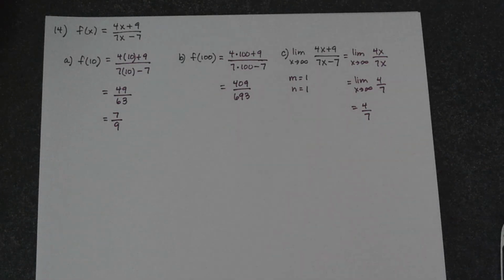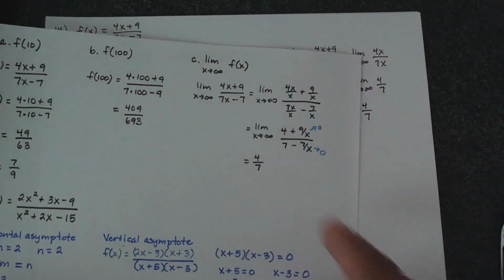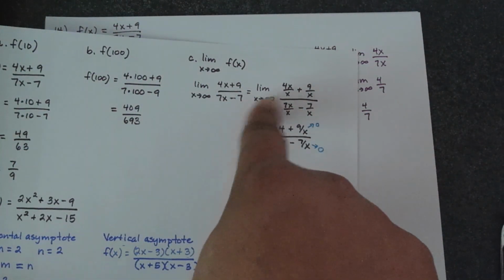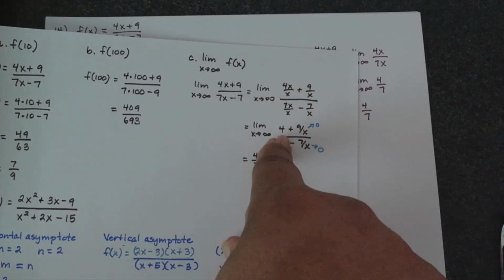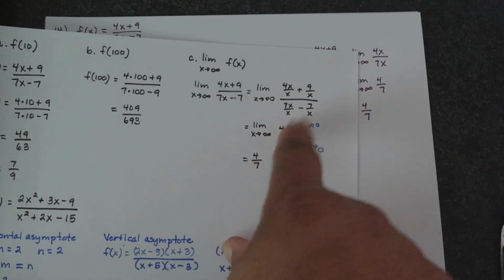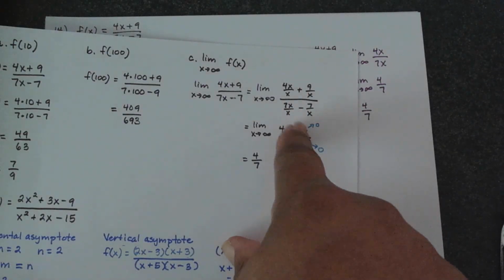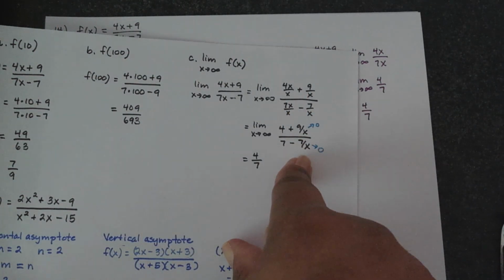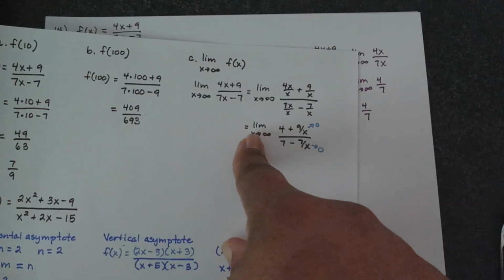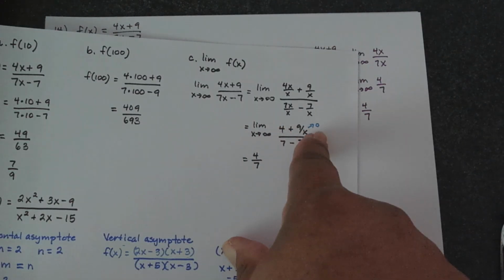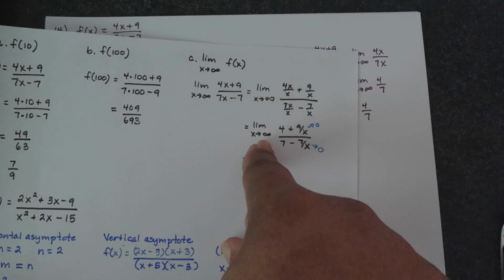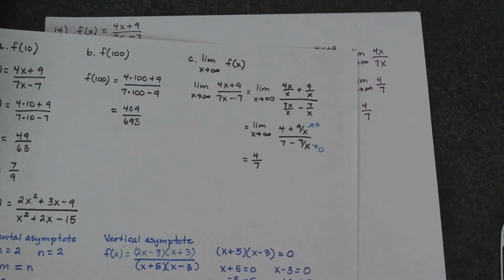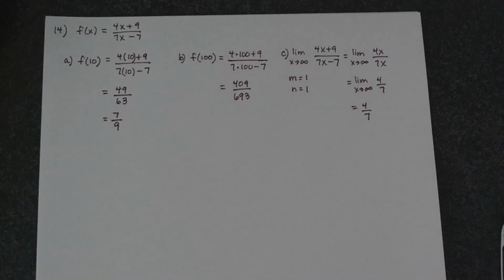Okay. Now, in my notes here, what I did was divide every single term by x, you can see. 4x divided by x would just be 4. 7x divided by x would be 7. Then I have 9 over x in the numerator and minus 7 over x in the denominator. And as x approaches infinity, these will go to 0. Because there's a rule that says the limit as x approaches infinity of 1 over x, or 1 over x to the n, would be 0.